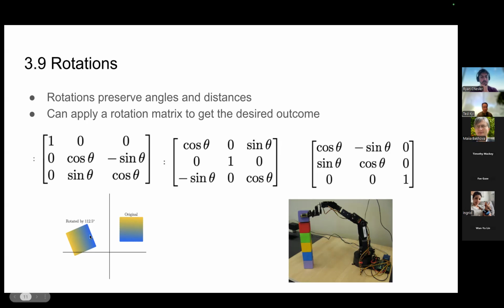So here's rotating by 112.5 degrees, and here's another rotation of a robot arm learning how to actually rotate blocks. Rotation is a very common concept in machine learning, image manipulation, computer graphics, and everything like that. So this is the last section.